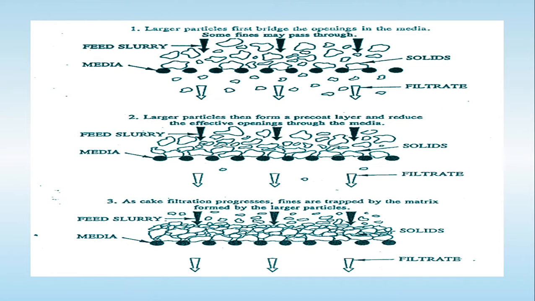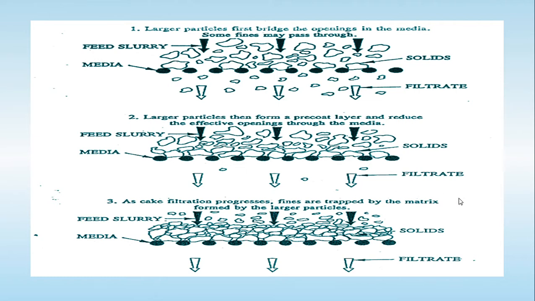But afterwards, as the filtration progresses, what will happen? These larger particles form a pre-coat layer. Pre-coat layer means they form a layer and are tightly held together, so on top of the filter medium there is a large particle layer, and that layer reduces the effective opening of the filter medium. Due to this, when the slurry is fed, the small particles are retained. You can see here that very few small particles pass, although their particle size is smaller than the filter medium pores, because the large particles forming the pre-coat layer on the filter medium make them retain over there.